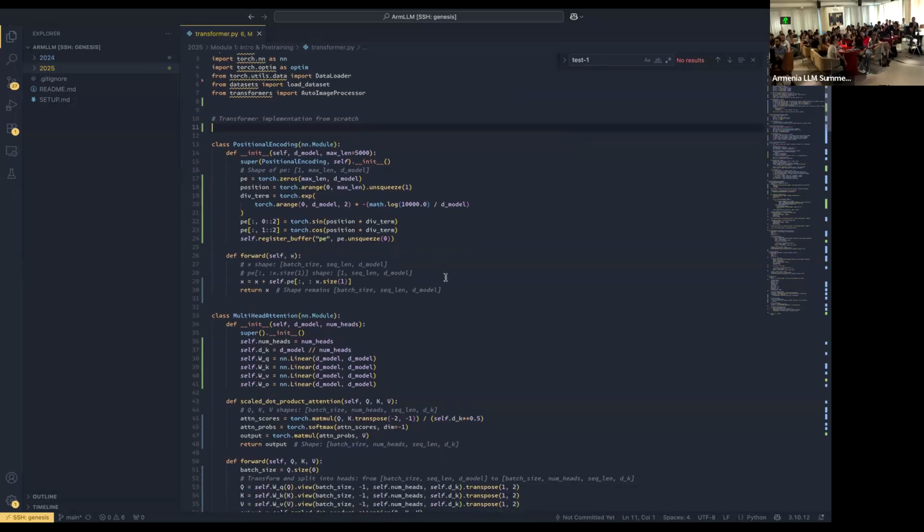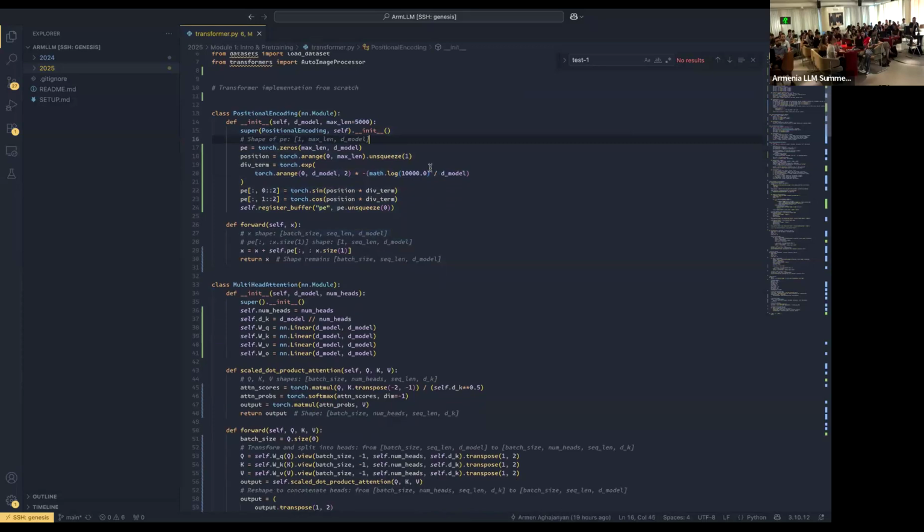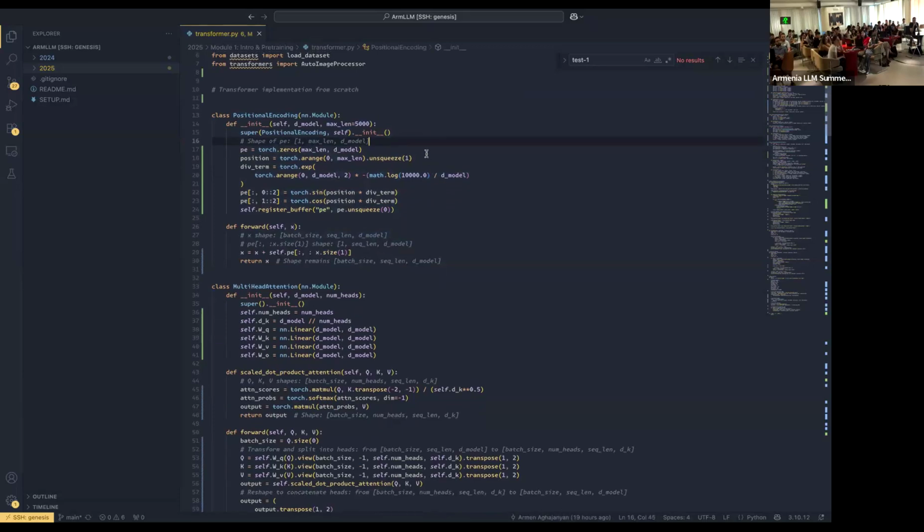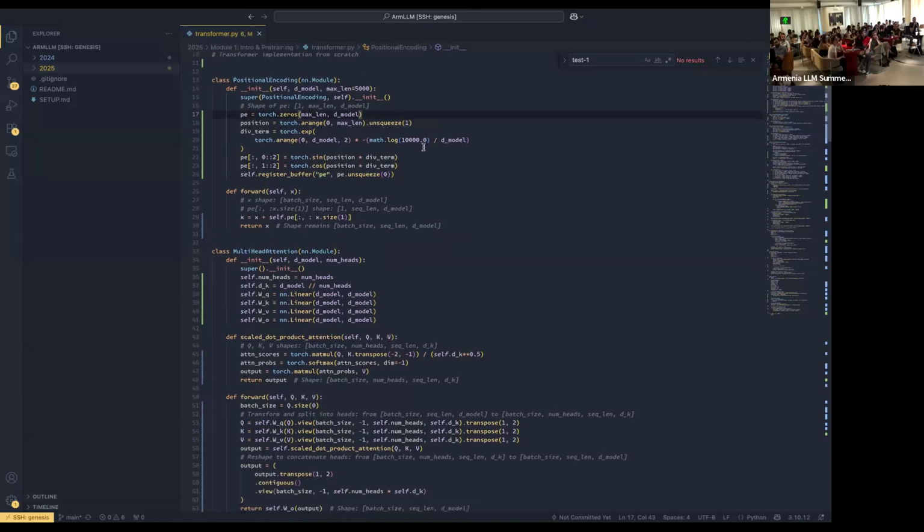Okay, so maybe let's start off with probably the most complex part, which is the positional encoding. The core idea, if you recall, is that you want to give a rotation matrix to the underlying vectors or to the underlying embeddings. And the core idea is pretty simple.